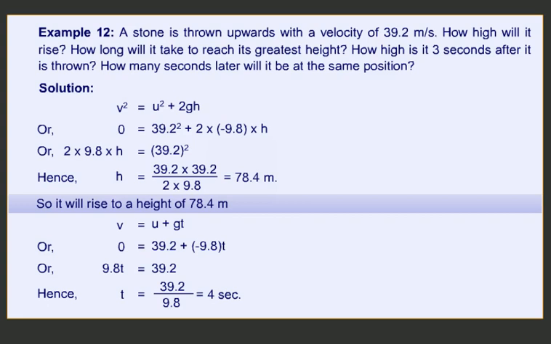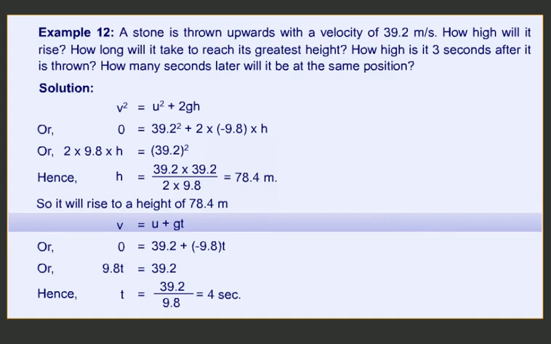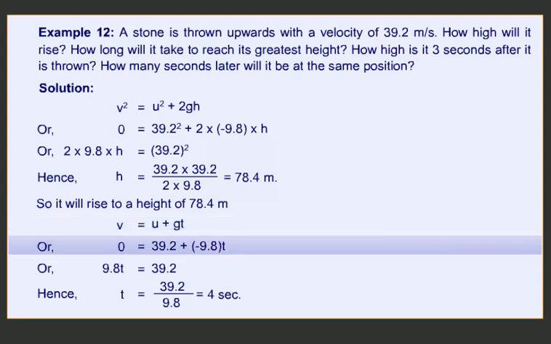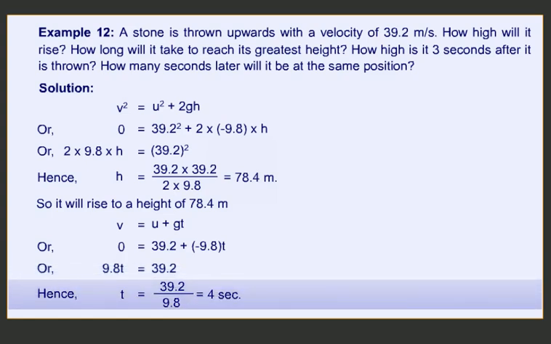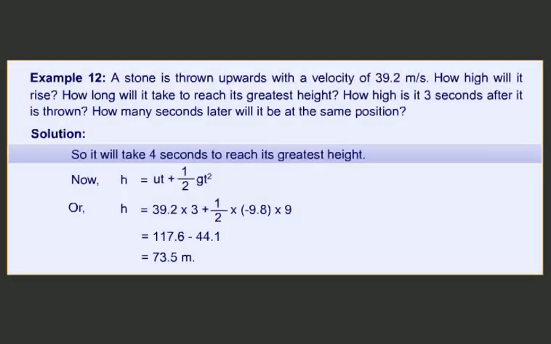Students, now to calculate the value of t, we use the equation v is equal to u plus gt. Let us substitute the given values and we write 0 is equal to 39.2 plus minus 9.8 into t, or 9.8t is equal to 39.2. Hence, t is equal to 39.2 divided by 9.8, which is 4 seconds. So, it will take 4 seconds to reach its greatest height.